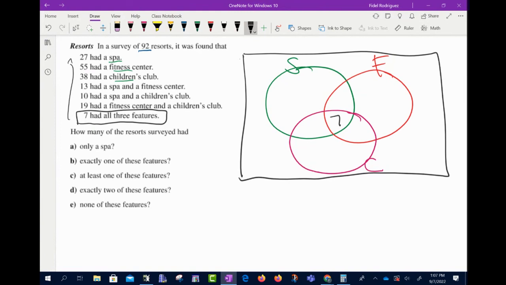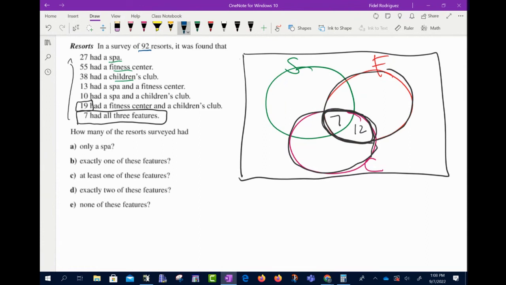Okay. Now, the next piece, it says 19 had a fitness center and a children's club. So look, y'all, here is the fitness center. That's my circle for fitness center. This is my circle for children's club. This is where those 2 circles overlap, and that number has to give me a total of 19. So if this already has 7, do y'all agree that that number there would have to be 12? Because then that would give me the total of 19. And all we did is just subtract, right? 19 minus 7. Very good.